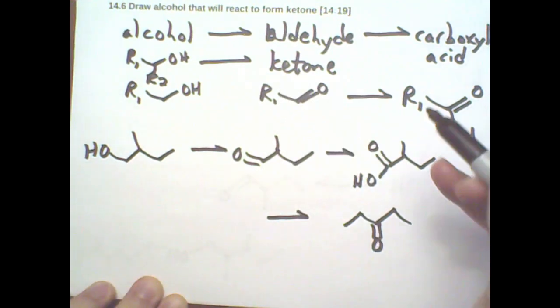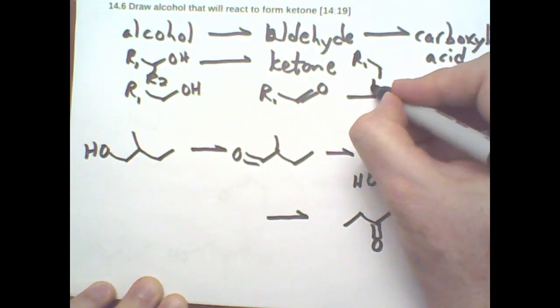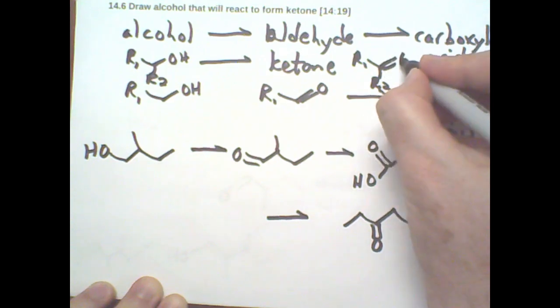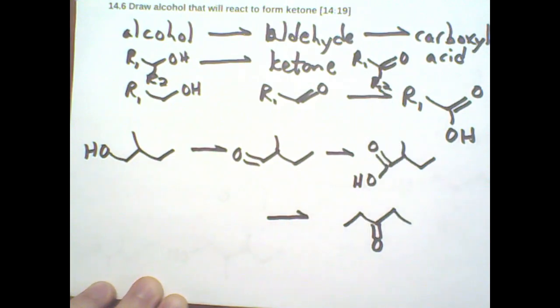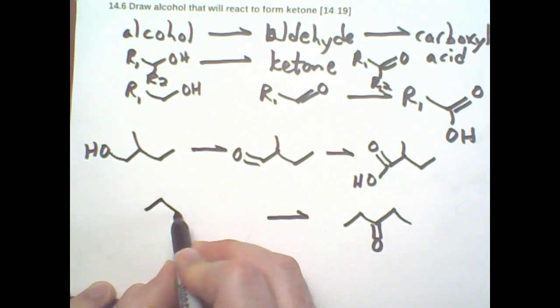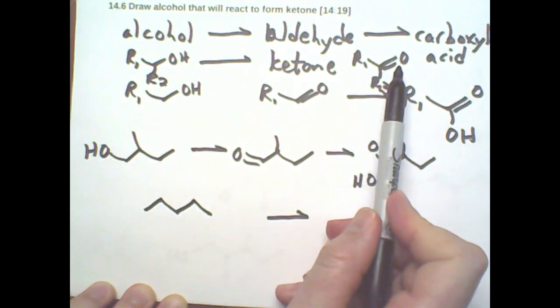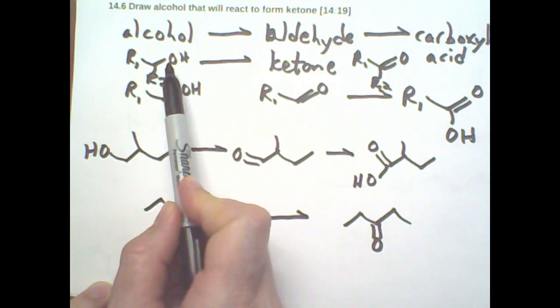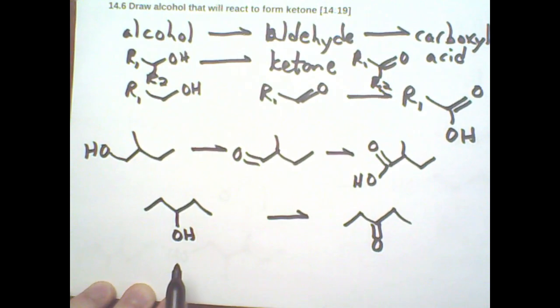And if we finish our ketone, we've got R1, R2, and this carbon in the middle. The carbons are the same for all of them. So we're going to draw the carbons the same. Now what's different? Here's the carbonyl group. Here's the alcohol. That will be the alcohol that can form this ketone upon oxidation.